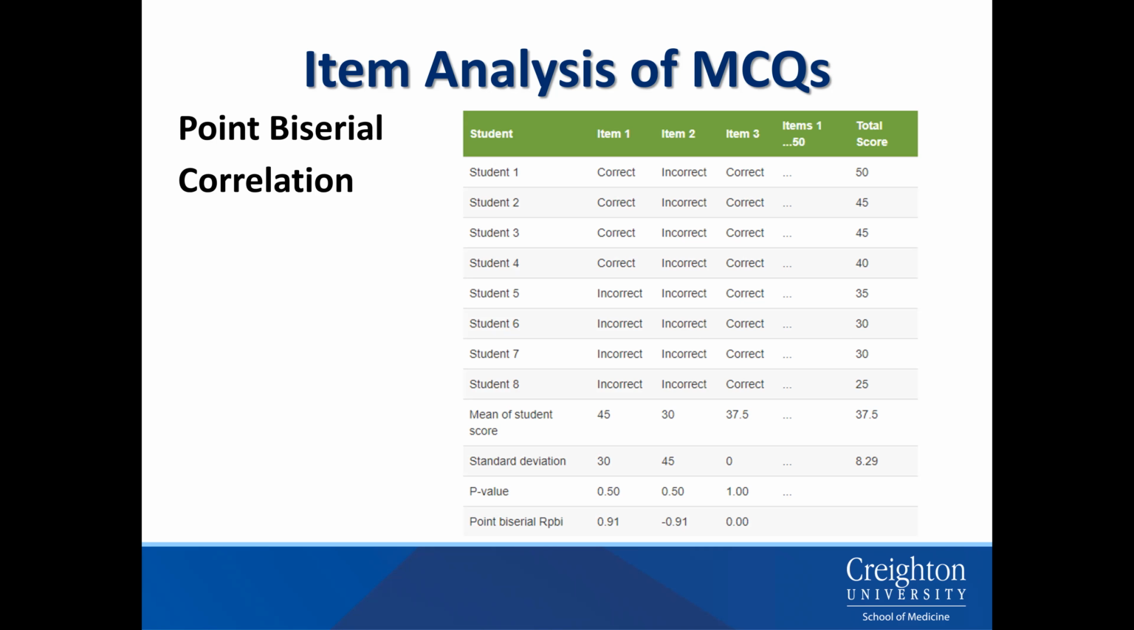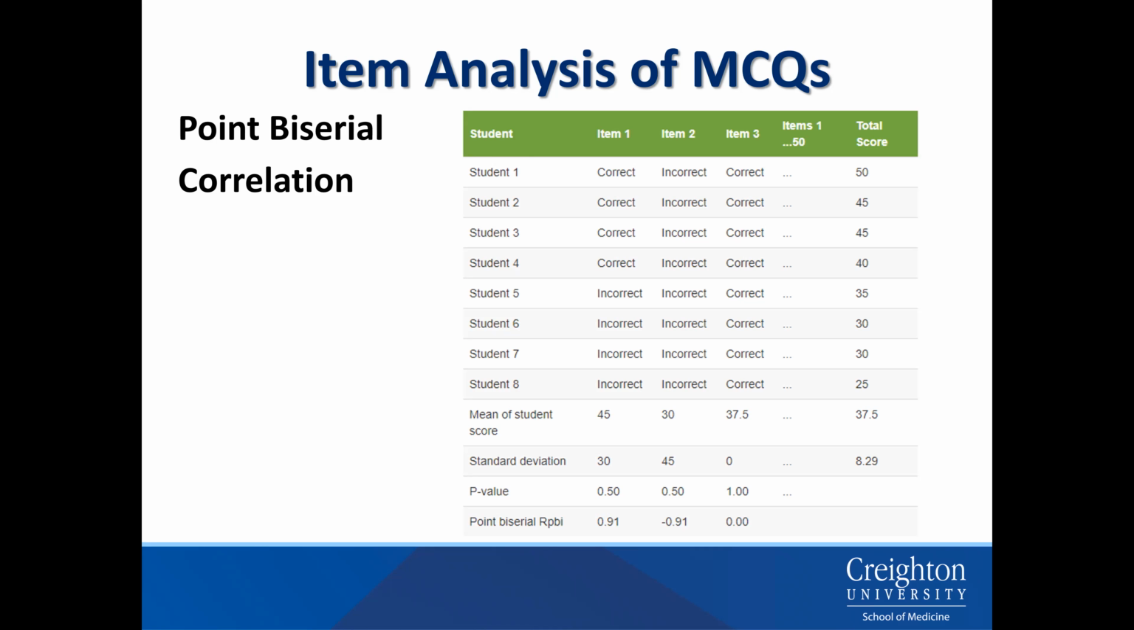And you can see item 1 has a very high point biserial, 0.91. Remember, the highest is +1. That means it's a really good indicator that that question could actually discriminate between students who did well on the entire exam and students who did poorly on the entire exam.